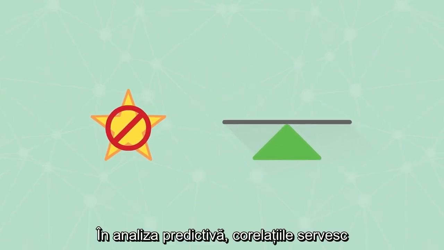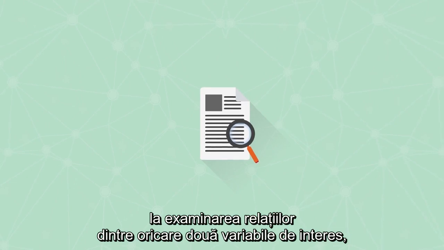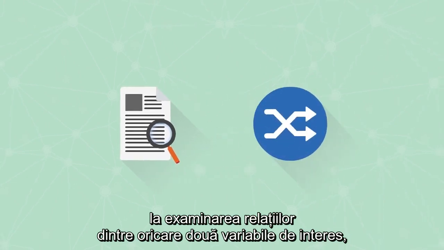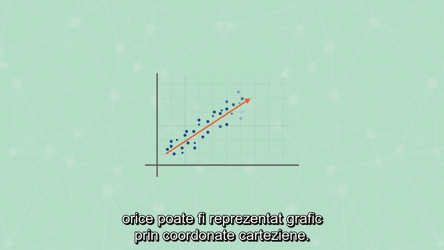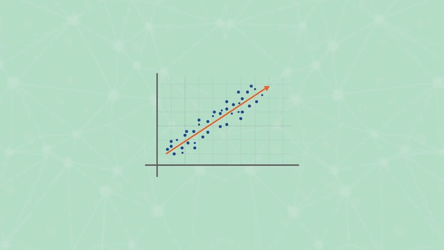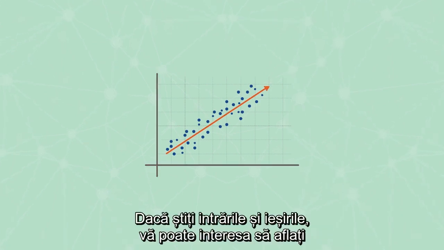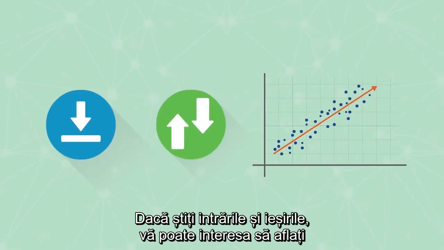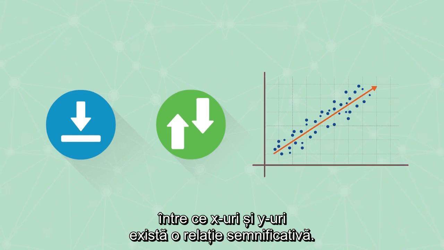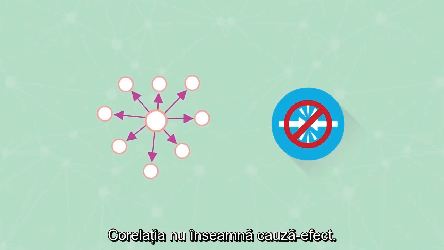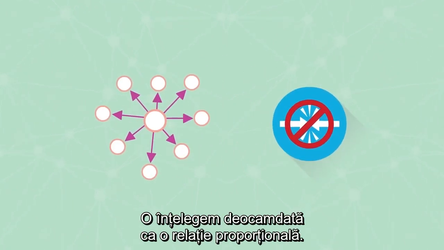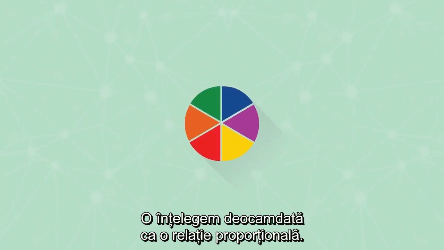In predictive analytics, this can be used for investigating relationships between any two variables of interest, anything we can plot along an x and y axis. So we want to look to see, well, does a relationship exist, and how strong is it? And if you know the inputs and outputs, you may be interested in finding which x's have significant relationship with which y's. So correlation does not look for cause and effect. We're just thinking of it as relationships of proportion at this point.